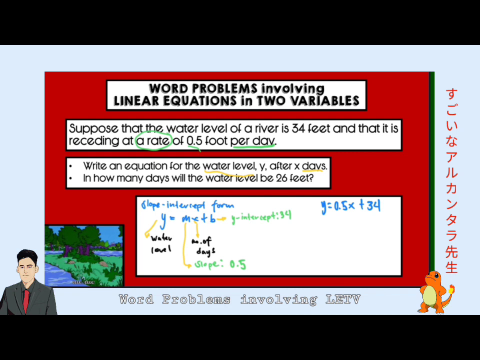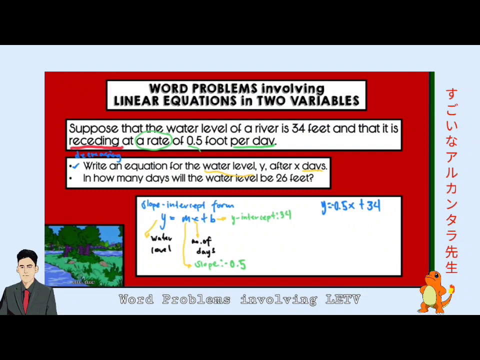Is your 0.5 supposed to be positive? The answer there is actually no, because the term is receding. When we say receding, this means decreasing. So that means that our 0.5 should actually be negative. Again, the reason why it's negative 0.5 is because the right term for it is receding, meaning it's decreasing 0.5 foot per day. So that's our answer for the first one, in line with writing the equation.